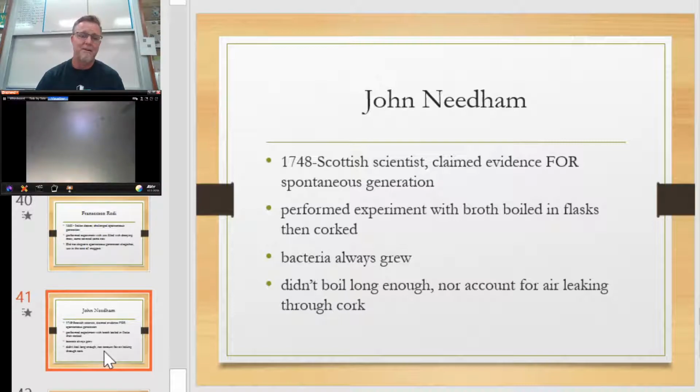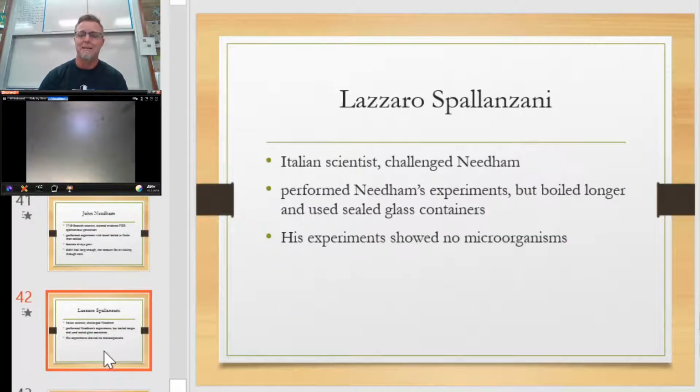Well, John Needham, we found out later from another scientist, made some mistakes, right? Let's talk about that guy. The scientist that disproved what John Needham did is Lazzaro Spallanzani. Lazzaro Spallanzani is an Italian scientist. He challenged Needham by repeating Needham's experiments, but making two changes. He boiled the broth longer, and instead of using a cork, which we later found out was porous and let air go into the flask, he literally melted glass over the top of the flask so no air could get in. Lo and behold, Spallanzani's experiments showed no microbial growth.